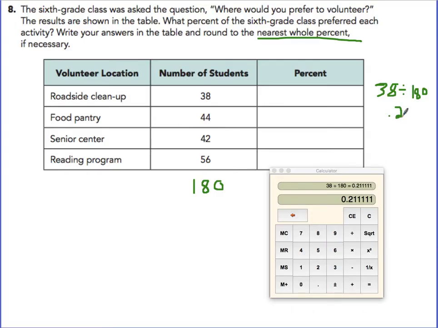So I get 0.21111. Rounding to the nearest whole percent, so move 2 spaces to the right. 21.1. So they want us to round to the nearest whole percent. 21%.